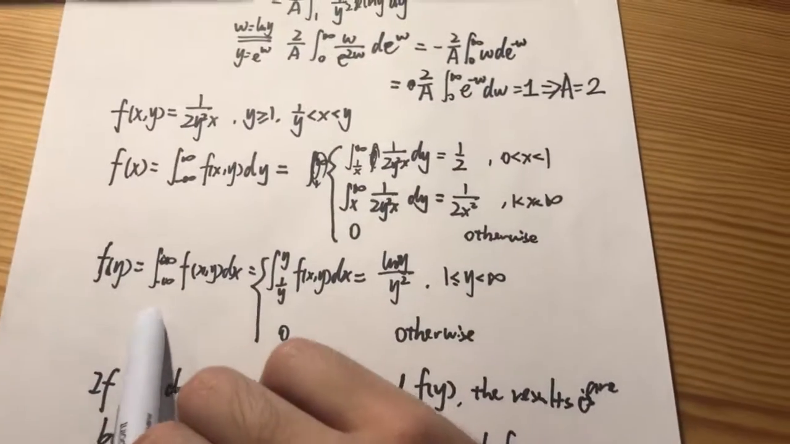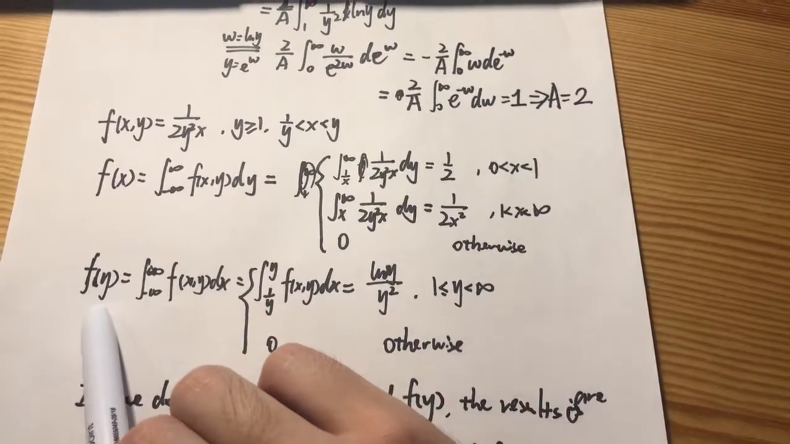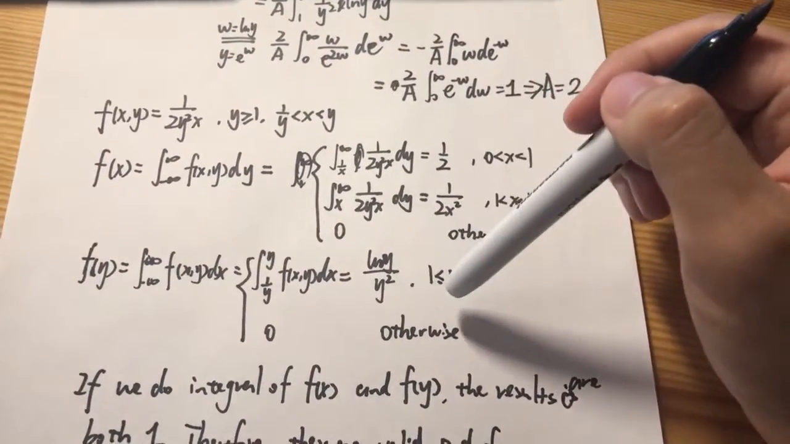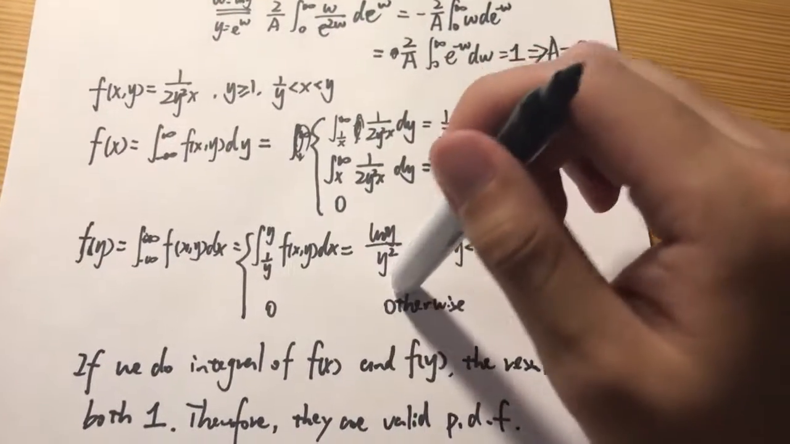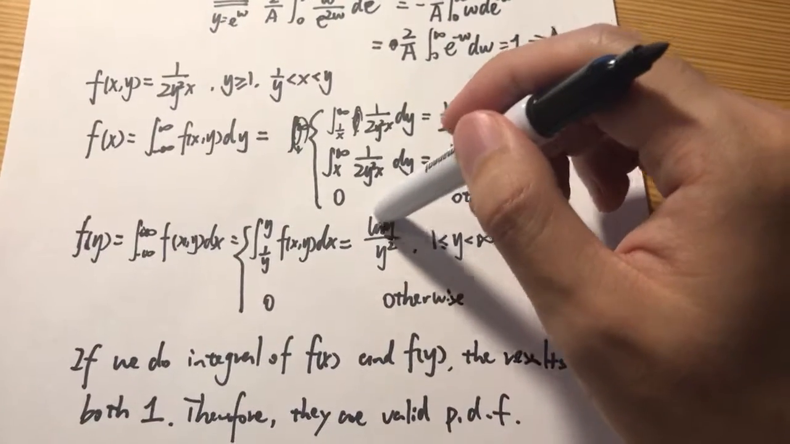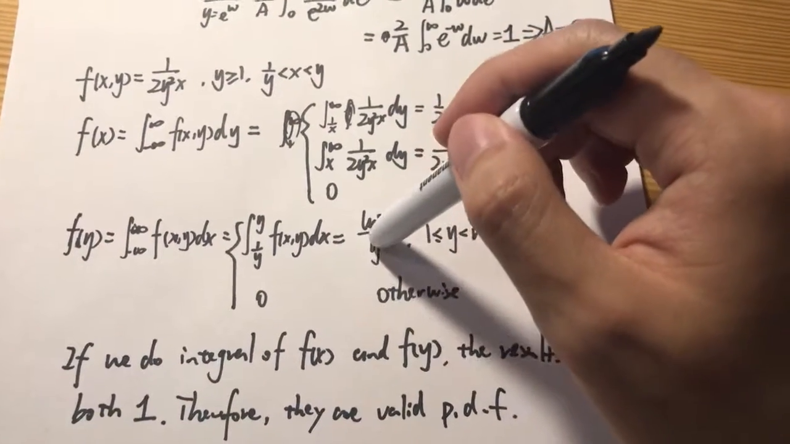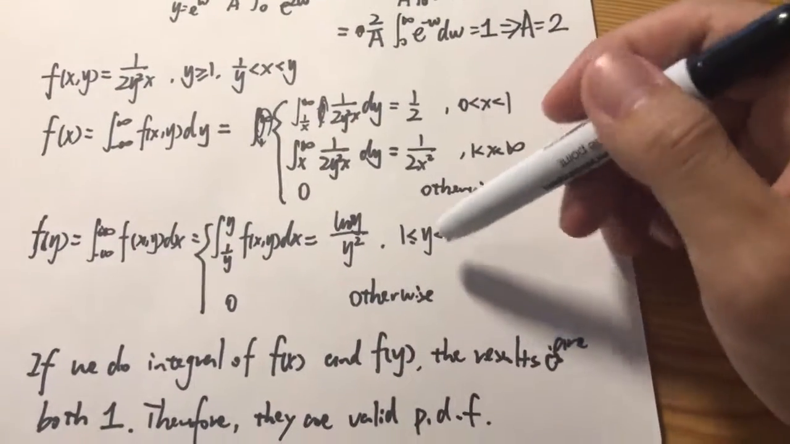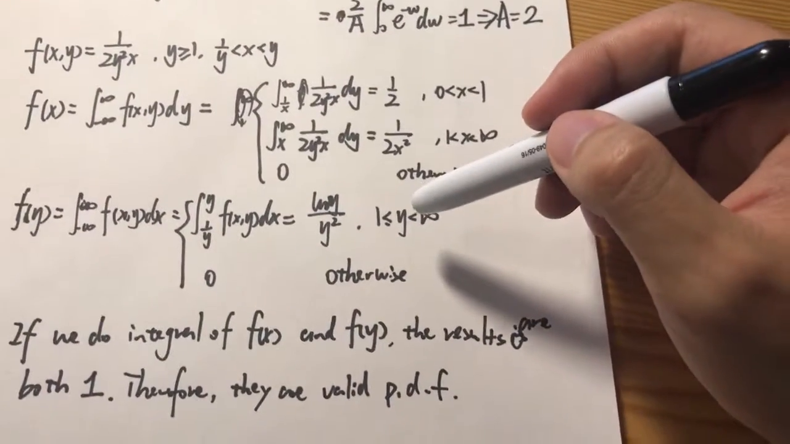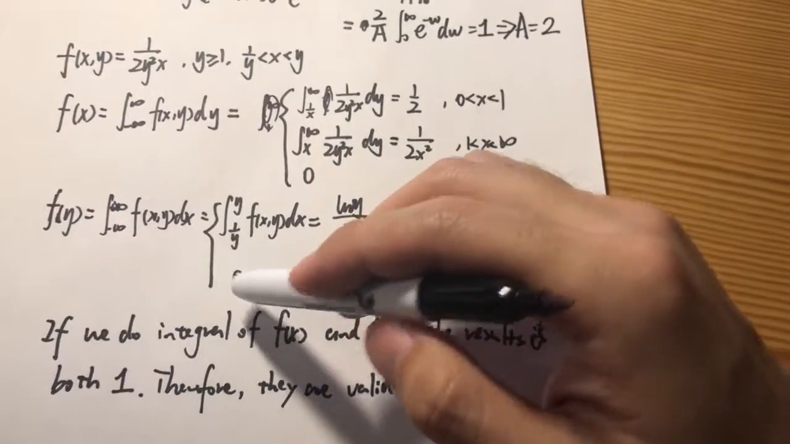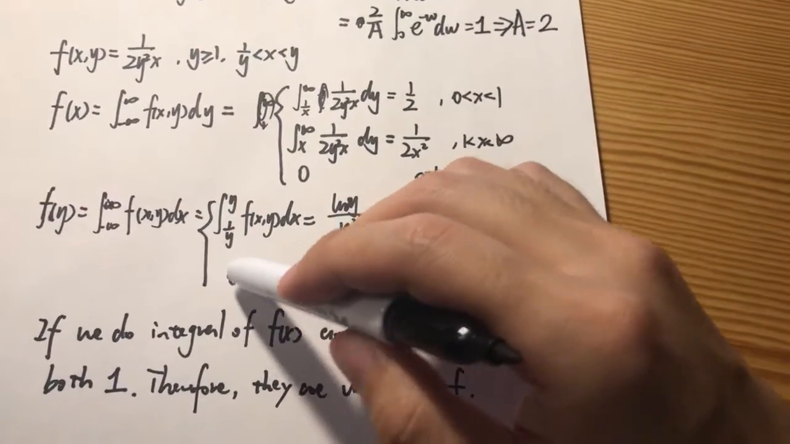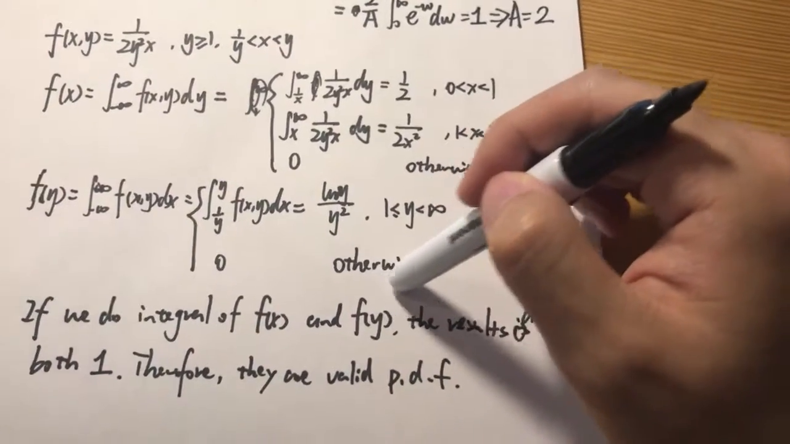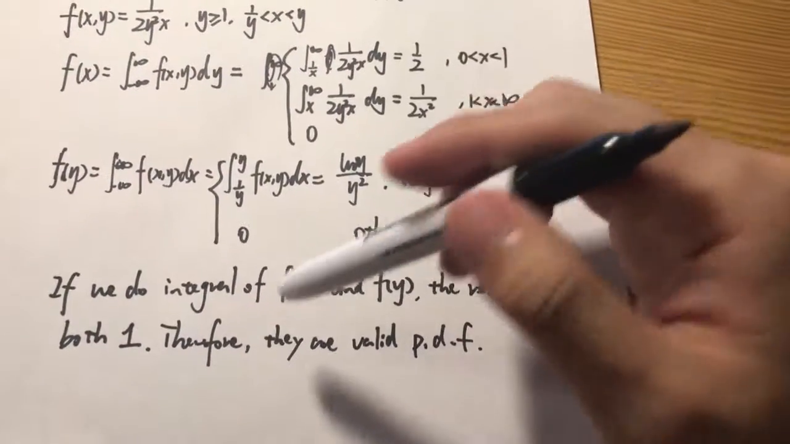It is easier for the y part, because there's only one interval here. We do the integral here and we get ln y over y squared, for y more than or equal to 1, and the density function is 0 for the otherwise part of y.